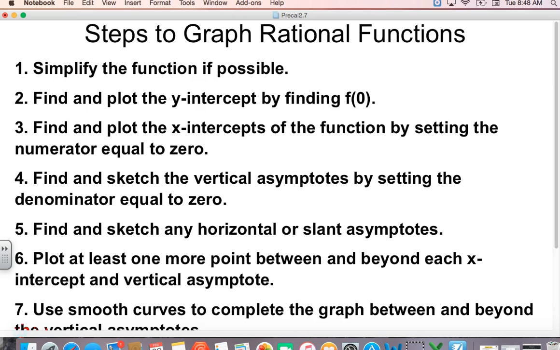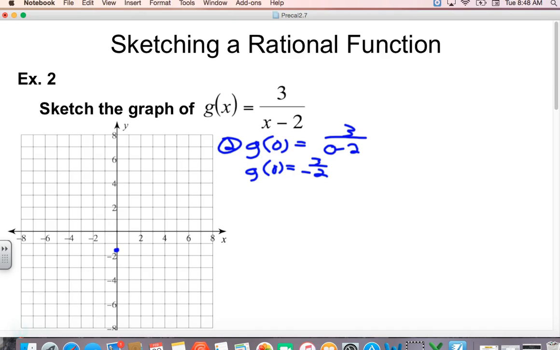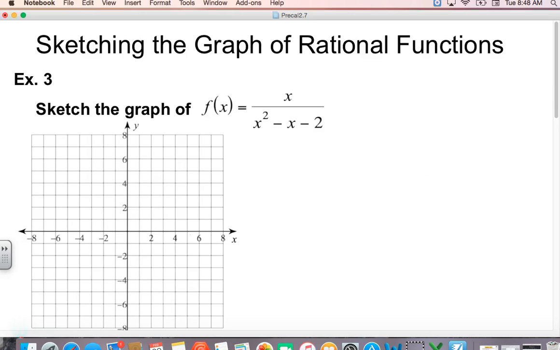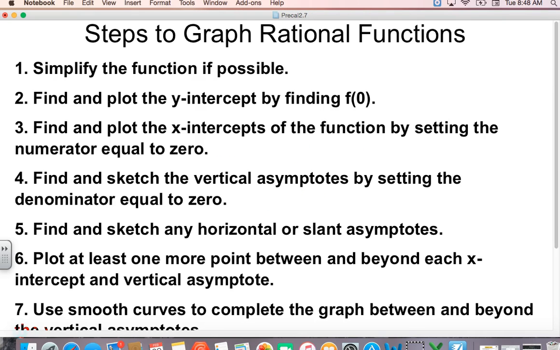Step 3, find and plot the x-intercepts by setting the numerator equal to 0. Again, we already know how to do this. So step 3, we set the numerator equal to 0. We say, oh, well, 3 cannot equal 0, therefore there are no x-intercepts. We don't have any.